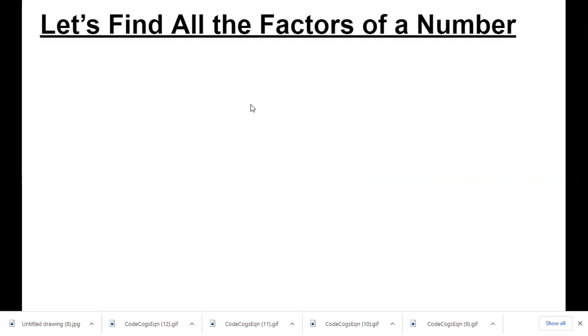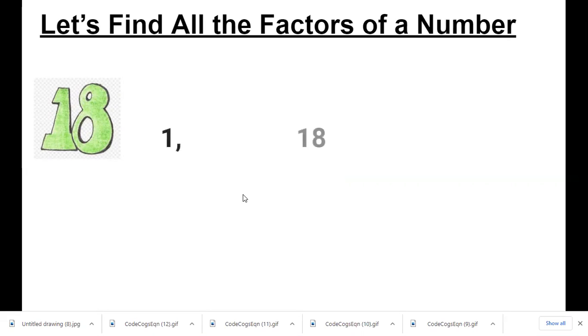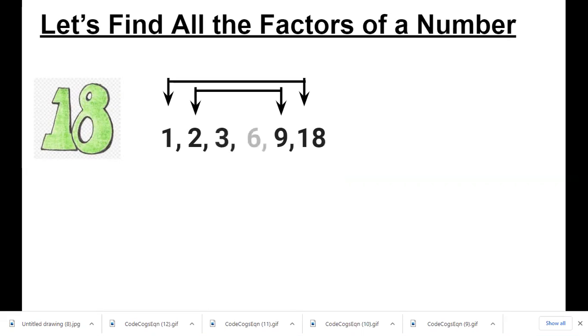Let's find all the factors of a number. So you have 18. What you do is you take 1 times 18. You always take the 1 times the number first. And I like to put them like that so that we can put them in order. The next one would be 2 times 9. And then 3 times 6. Notice how they're nicely and neatly in order: 1, 2, 3, 6, 9, and 18.